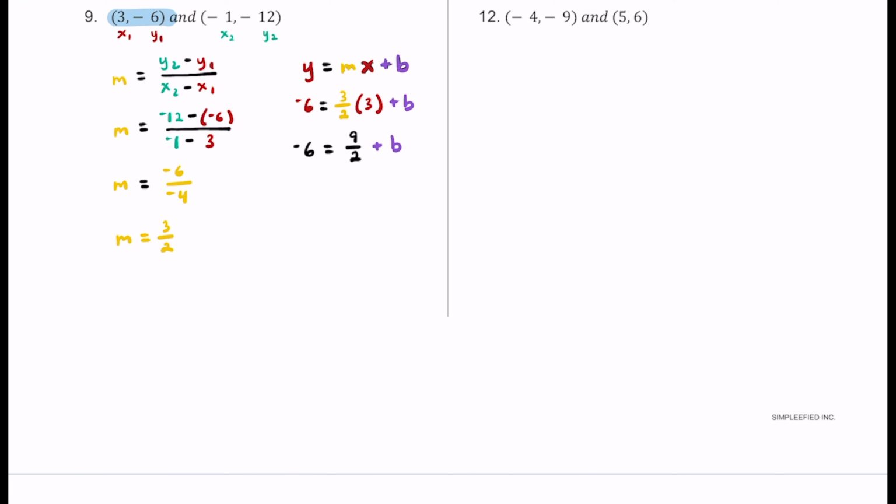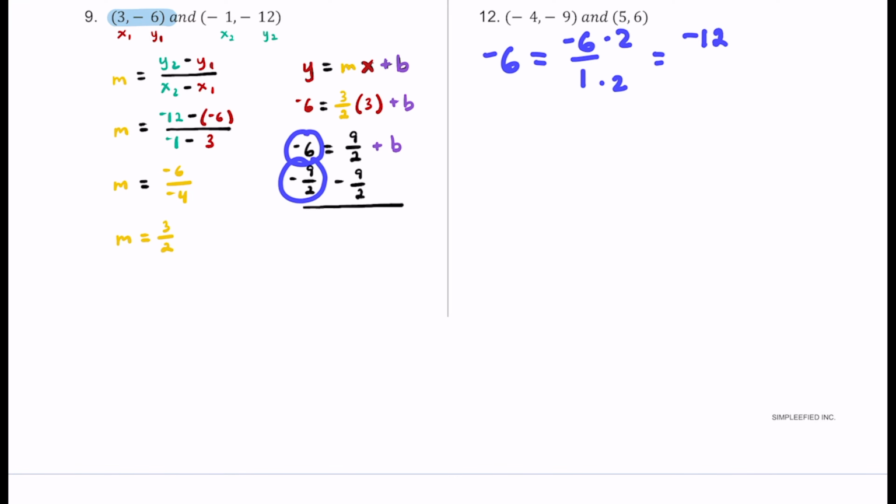Okay, now we're going to solve for b, so let's go ahead and take away 9 over 2 from the right side and take away 9 over 2 from the left side. If we go ahead and do so, the 9 over 2's will cancel each other out and make 0, but we really have to figure out what -6 minus this 9 over 2 is. Now -6 is the same thing as -6 over 1. And if we need common denominators, then multiply by 2 and 2. So that's going to be -12 over 2. So we really have -12 over 2 take away 9 over 2.